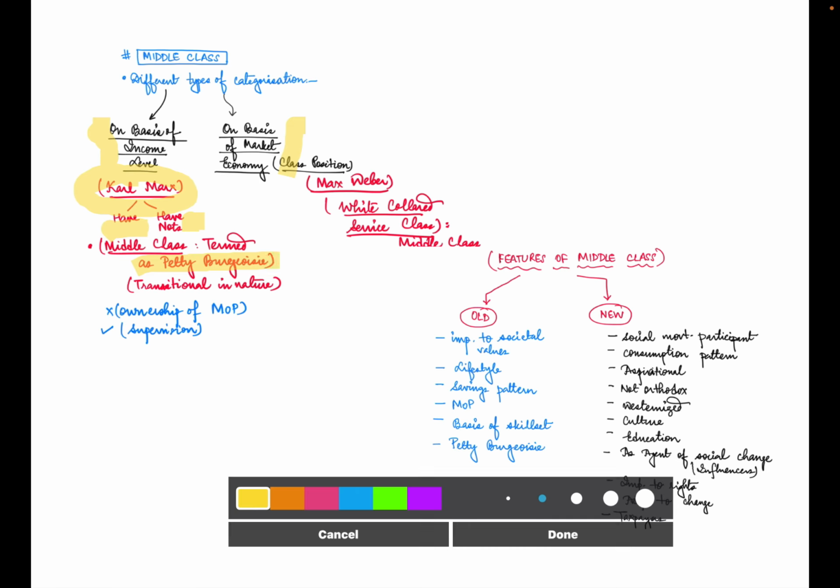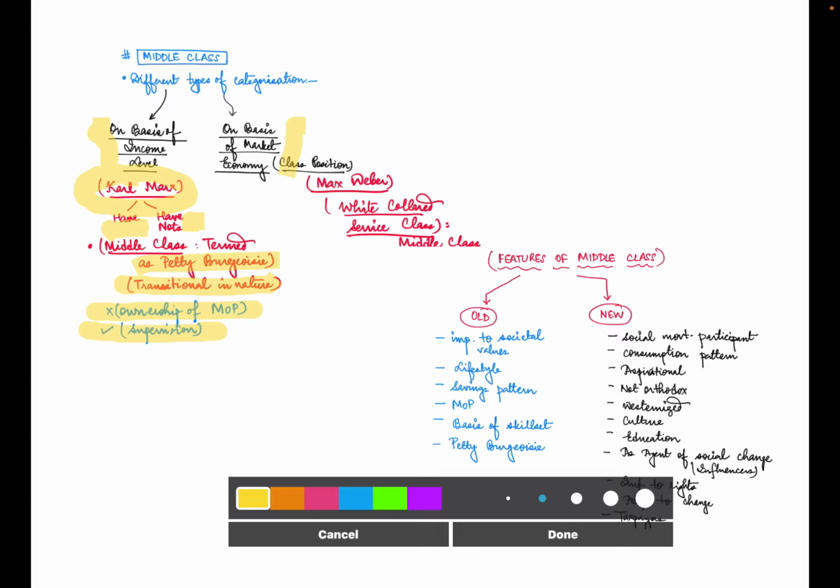What is petty bourgeois talking about? It is transitional in nature, that they are not even bourgeois, they are not even proletariat, but they are trying to link it in the middle. So it does not have ownership of the means of production, but it is asked to do the supervision. In this manner, the middle class from Karl Marx's perspective lies here.